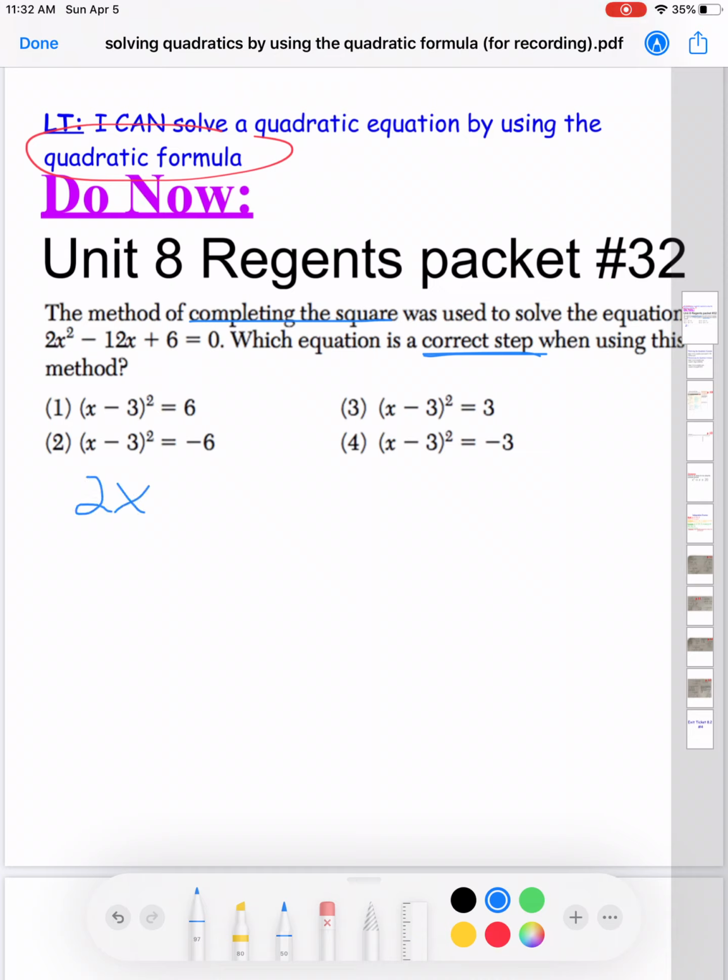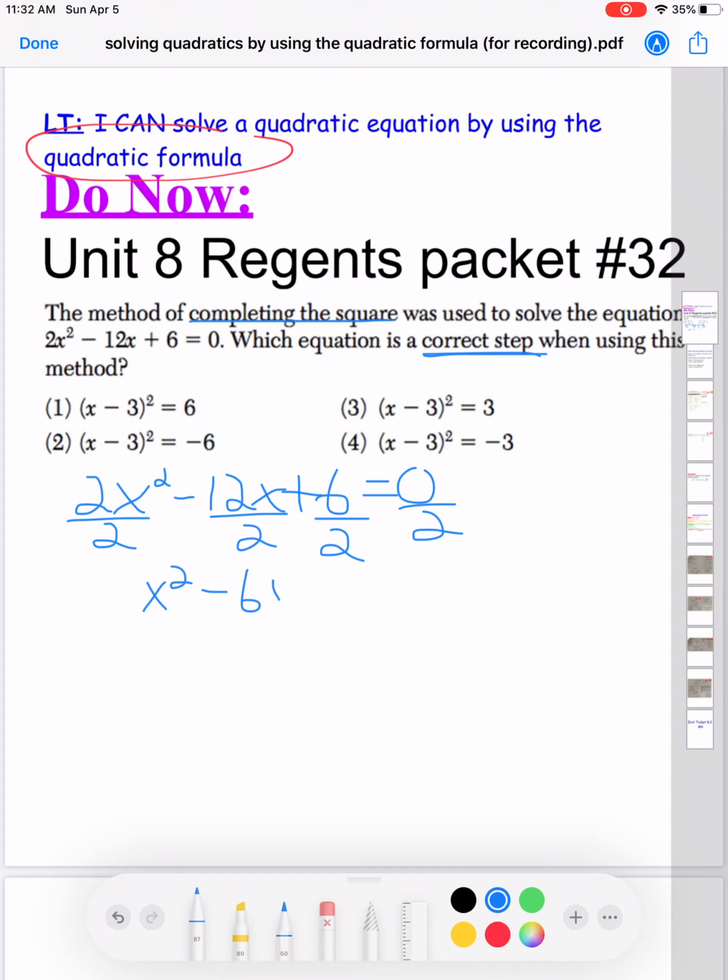So I'm going to start by rewriting my problem. Now, no matter what type of factoring or anything we're doing, it's always helpful to look for a GCF first. And I notice that all of these terms here have a 2, but I can actually divide by 2 on both sides just to cancel that out. So we're left with x squared minus 6x plus 3 equals 0. So I simplified this by getting rid of that common factor of 2 amongst all my terms.